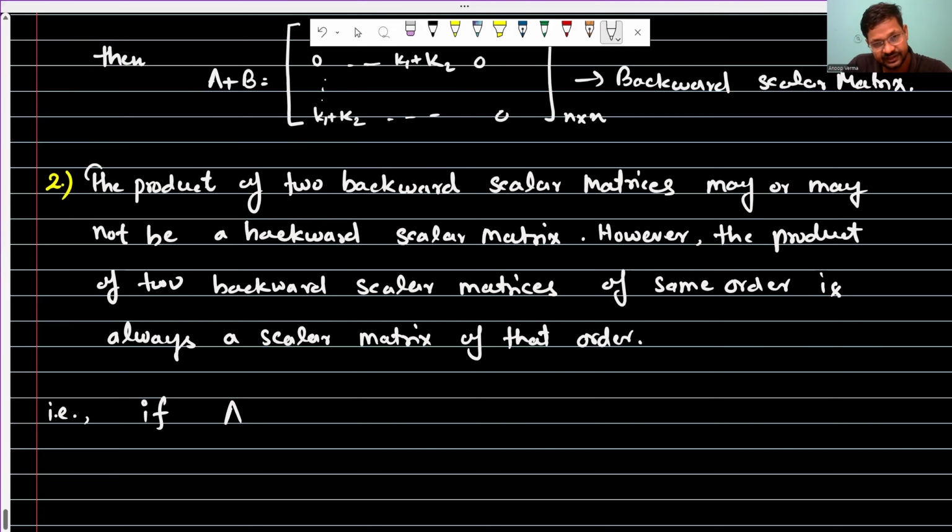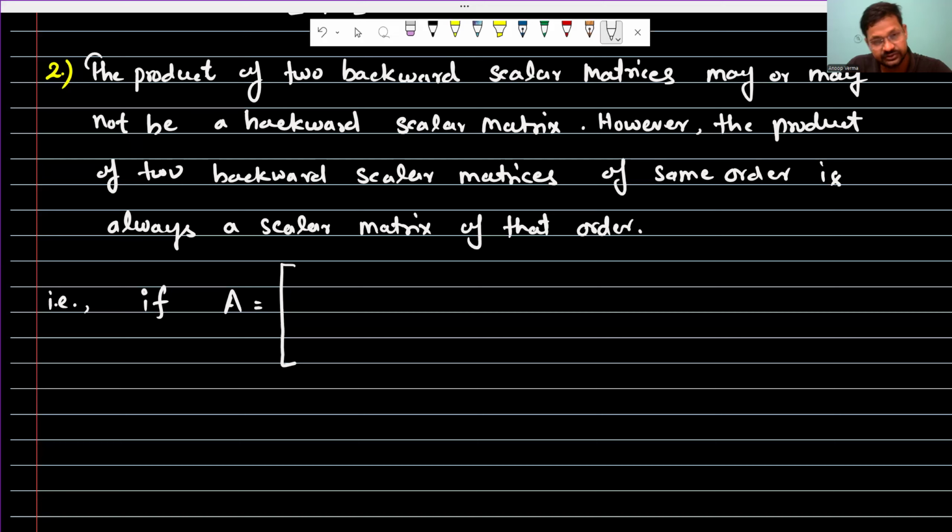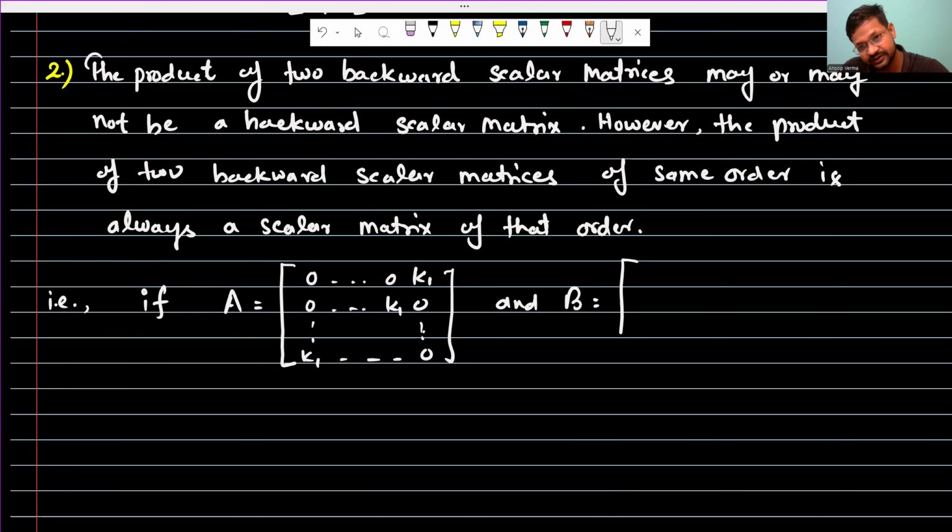Suppose A is some matrix, and I'm just taking a backward scalar matrix like this: 0, 0, up to k1; 0, 0, 0, this is k1; and 0, this is your k1, and that is 0. Let's take another one, that is your B, and we are going to multiply these two matrices. This is 0 up to k2, this is k2, this is 0. This is of order n by n, and this is of order n by n.